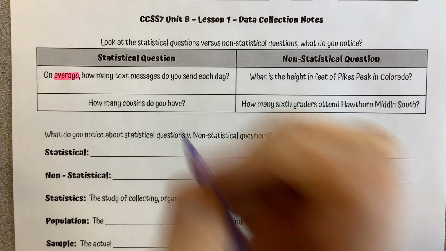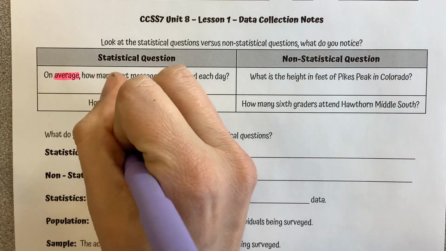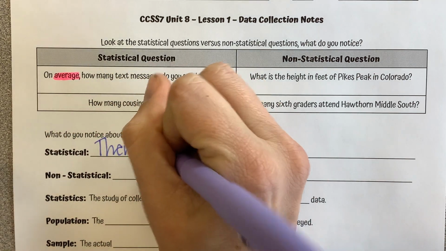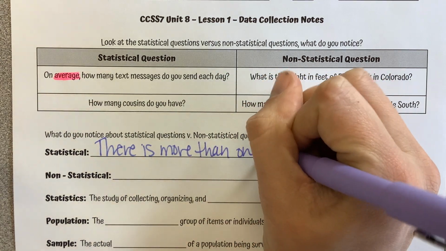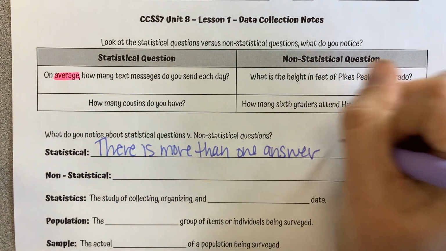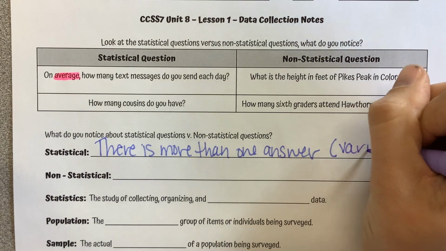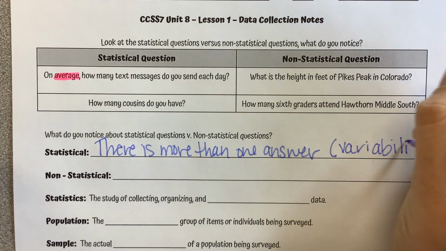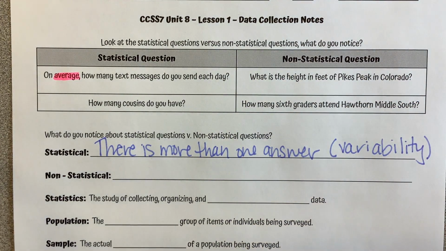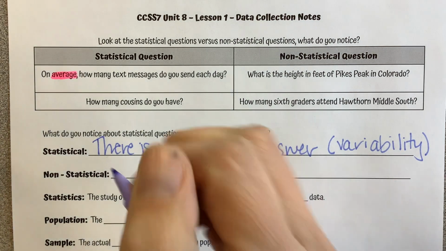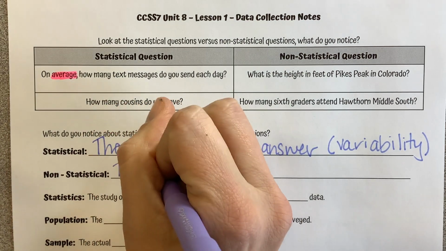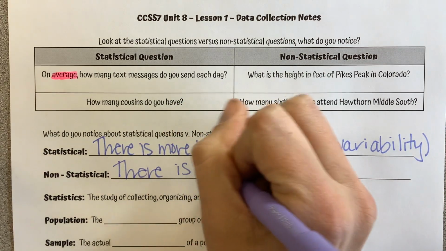So statistical question, there is more than one answer. So key part is there is a variability. If we want to be able to compare and analyze data, we need multiple values to be able to do it. Versus non-statistical, there is one answer.